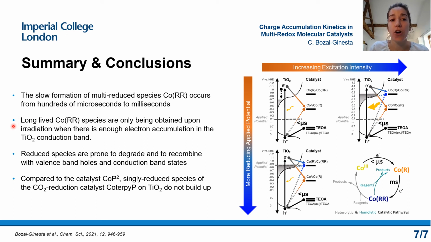We then see that co-RR species are only being obtained upon irradiation when there is enough electron accumulation in the TiO2 conduction band. So it only happens at high enough light excitation intensities and low enough biases. As expected, we have seen that reduced species are prone to degrade and to recombine with valence band holes and conduction band states. And finally, compared to the catalyst COP2, we saw that for the CO2 reduction catalyst coterpy, the reduced species did not accumulate in the dark.